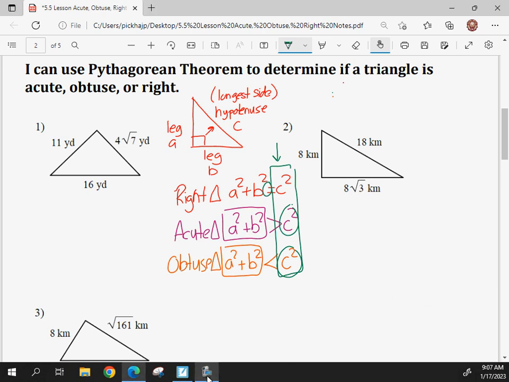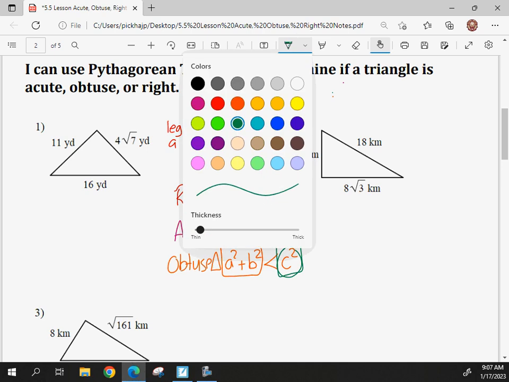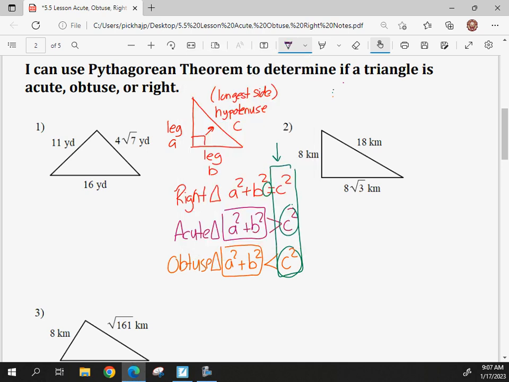So let's put this into practice. You should always start by writing the relationship that exists. And because right now I don't know how the left and the right side are related, I put a question mark in between them. And so we have to decide which side is the longest. If we put 4 root 7 into the calculator, we would find that it's smaller than 16. 16 is our biggest side. So that is going to go in for C.